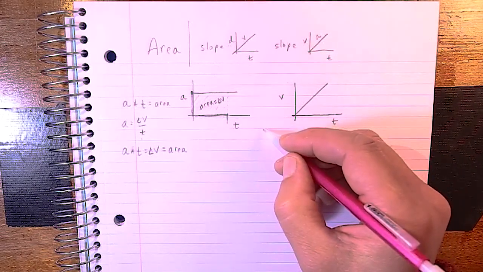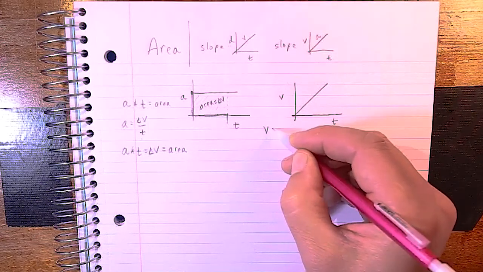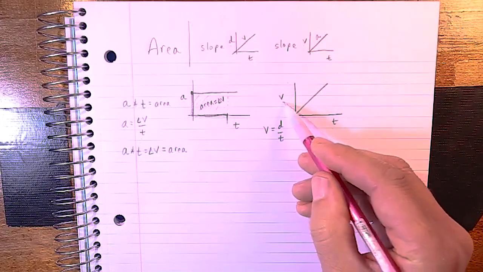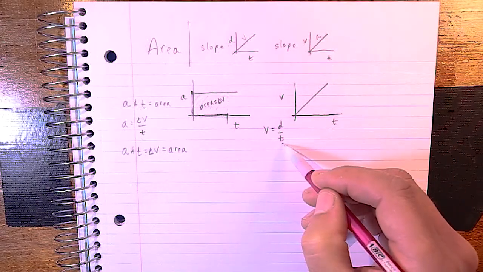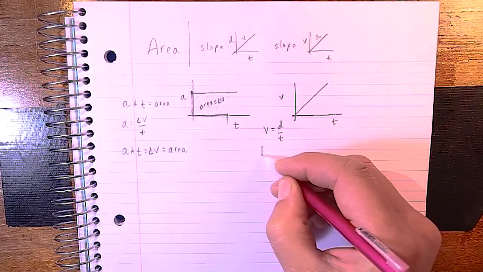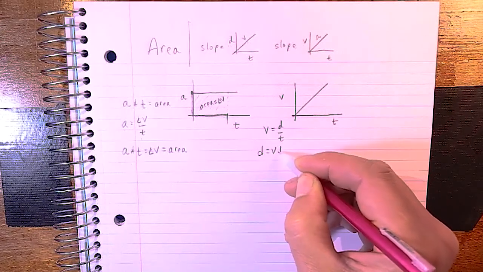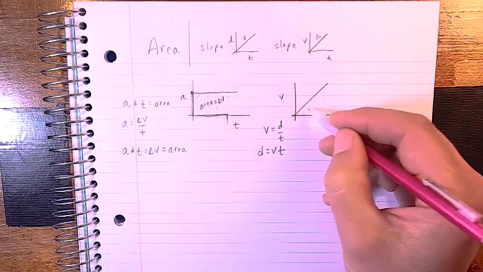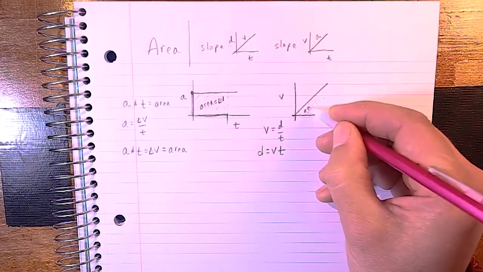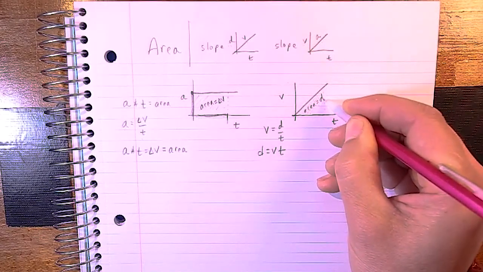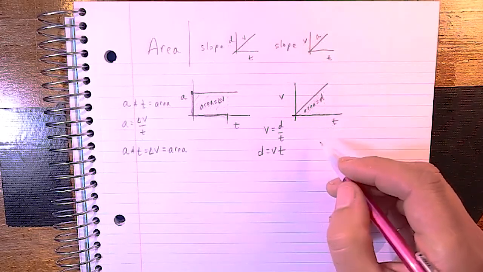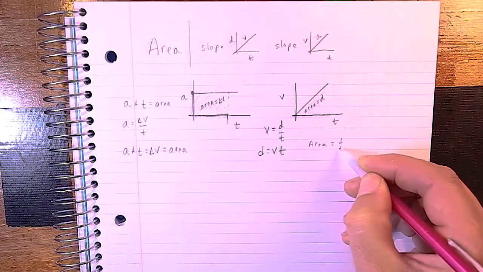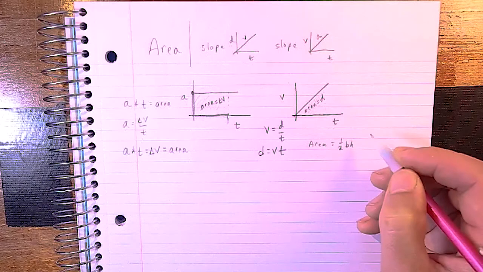So we recall that velocity equals displacement over time, and velocity times time, v times t, is equal to the displacement. So displacement equals v times t. So the area underneath this is going to be equal to the displacement. In this case, we have to be careful because we have a triangle. So we're going to say that the area is equal to 1/2 the base times the height.